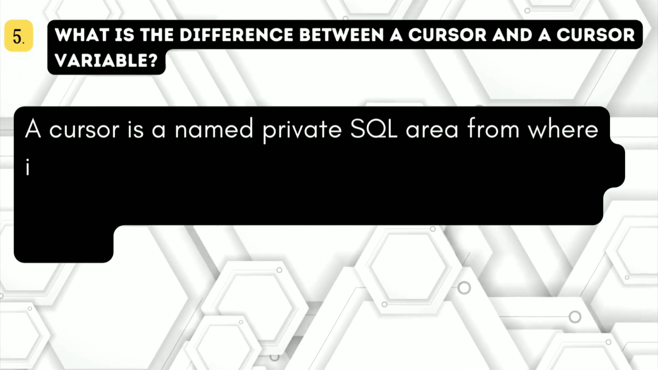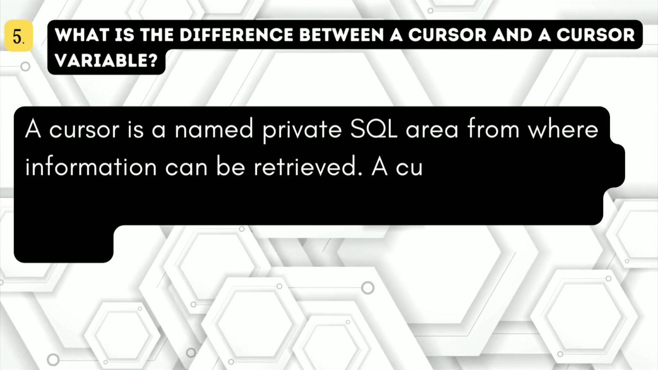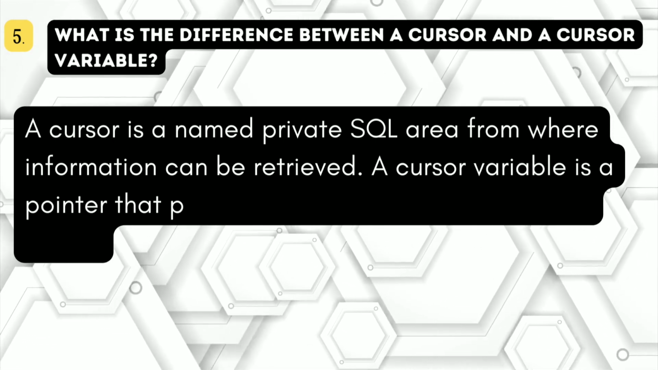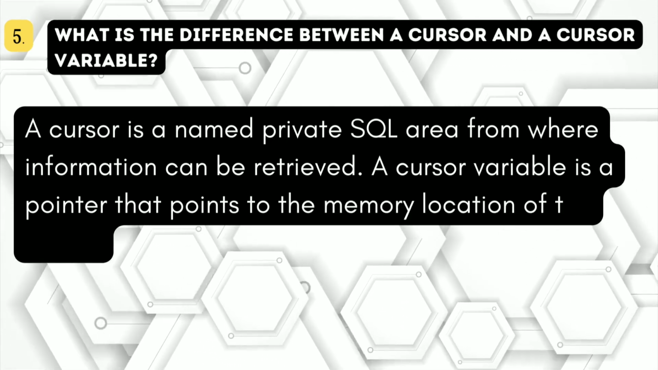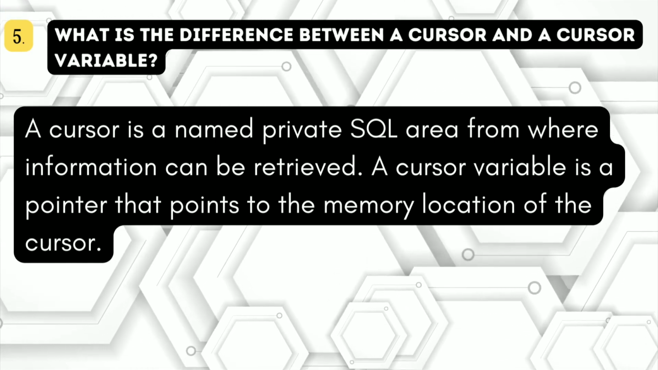Fifth question: what is the difference between a cursor and a cursor variable? A cursor is a named private SQL area from where information can be retrieved. A cursor variable is a pointer that points to the memory location of the cursor.